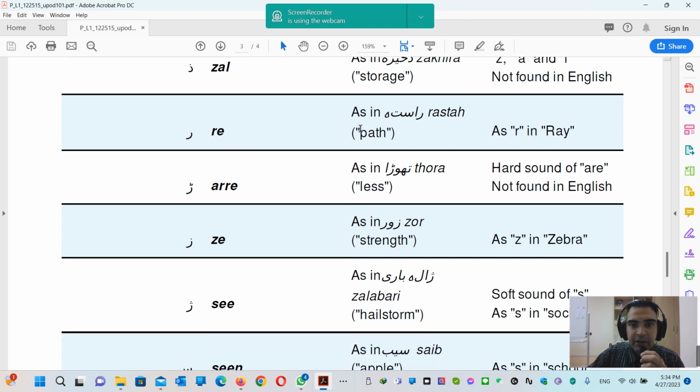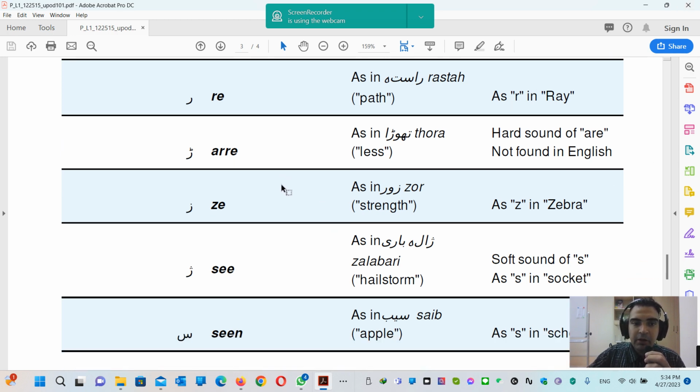Then we have the word re, as in rasta. Rasta is like path in English. To understand it with the usage of some sounds derived from English, you can compare it with the word ray, ray of light. Then we have the next pronunciation, which is de, as in the word thoda.